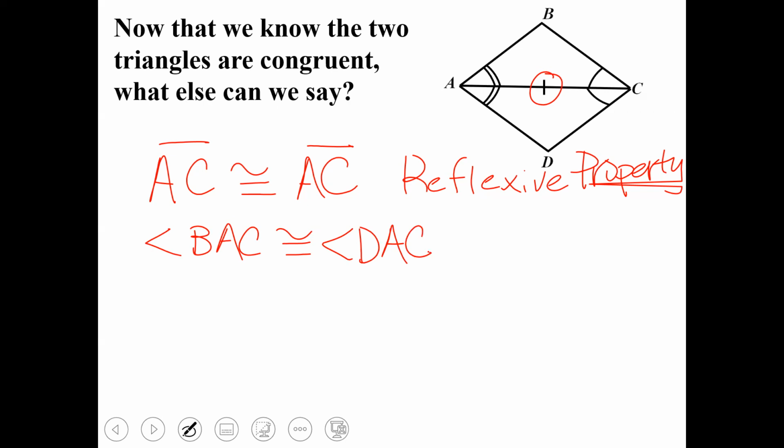It's already marked on the diagram, so it's given. Y'all, anytime information is marked on a diagram, that means that information is given. Okay, so we got these two angles right here. Tell me what else you see.